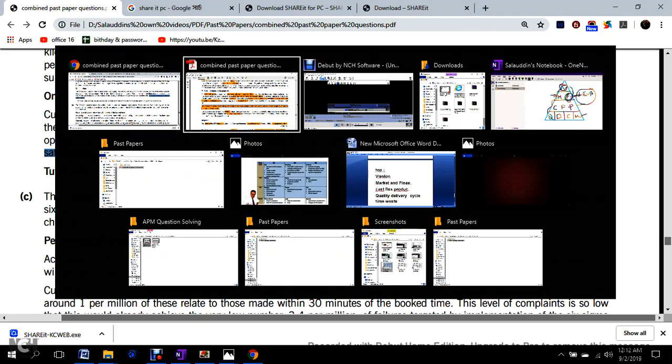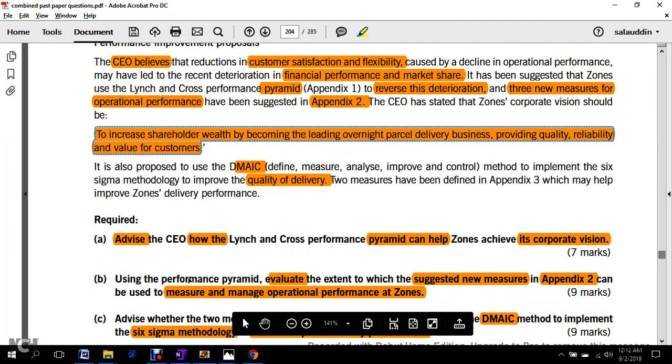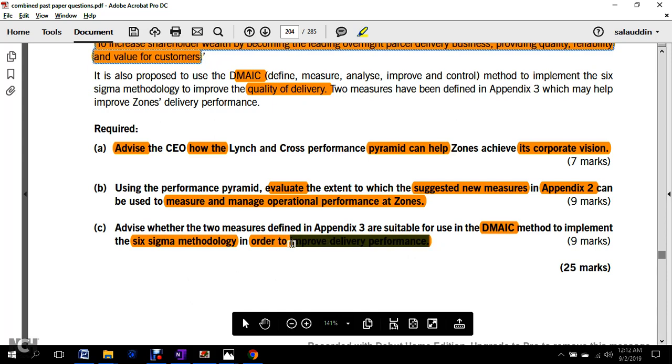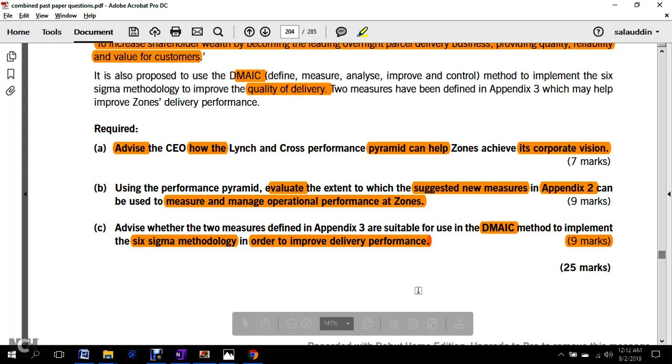That's all for today. Try to read requirement C on your own, because these are simple requirements. There are 5 steps. You just need to illustrate this using the scenario. Just read the requirement. This is a 9-mark question. I think it's a good question.